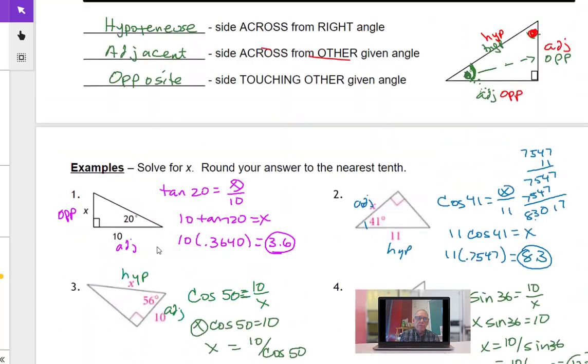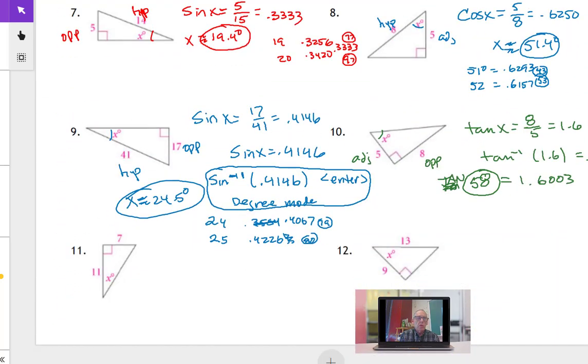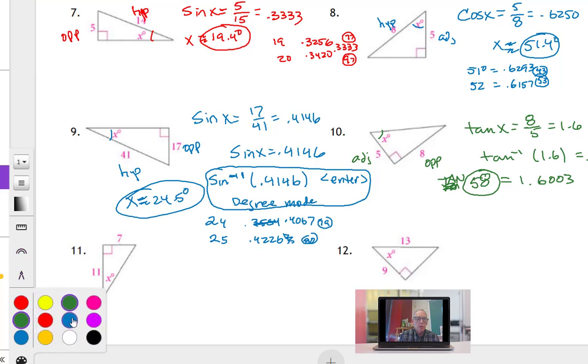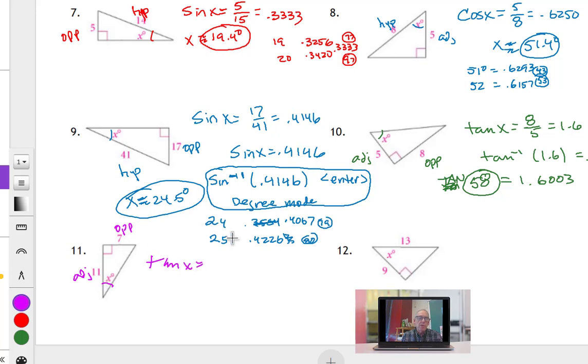Let's look at number 11. Number 11, here's our reference angle. 7 is our opposite. 11 is an adjacent. So we have opposite adjacent, set up a tangent ratio. Tan x equals opposite, which is 7, over adjacent, which is 11. That gives us 0.6364, rounded off to 4 decimal places.